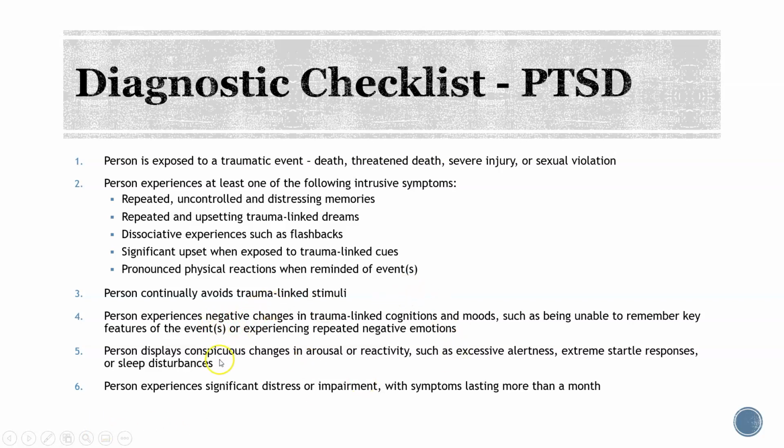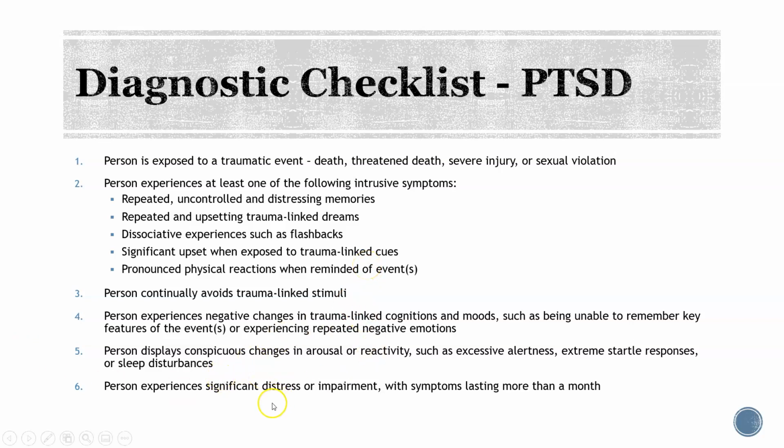And then we also have that the person displays conspicuous changes in arousal or reactivity, so where it's really noticeable. So excessive alertness, extreme startle responses, or sleep disturbances. And that makes sense because they're having distressing memories, distressing dreams, trying to avoid those stimuli that may be around them, that maybe they've learned to generalize with other stimuli. So maybe at first it's fireworks. A combat veteran can't hear fireworks because it triggers that response. Well, maybe then it just turns into loud noises in general, kind of triggers that response. So that anxiety that kind of follows can kind of spiral out of control in essence.